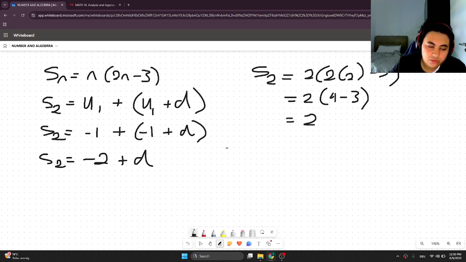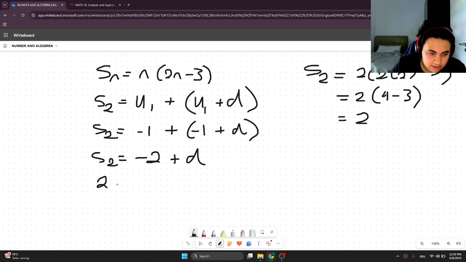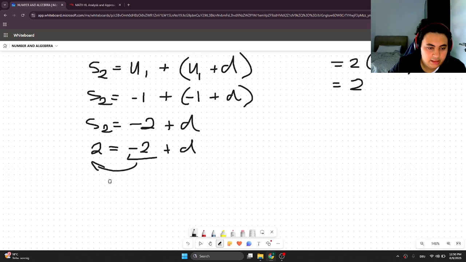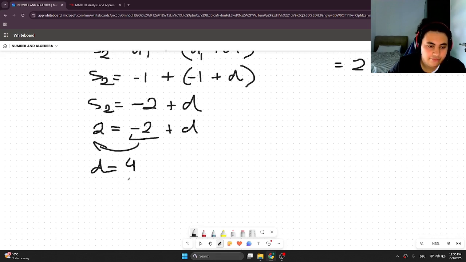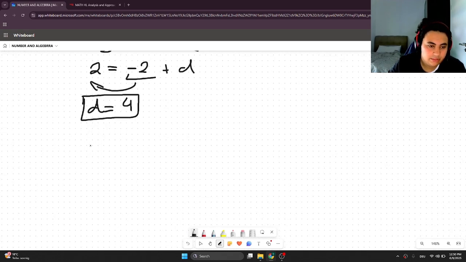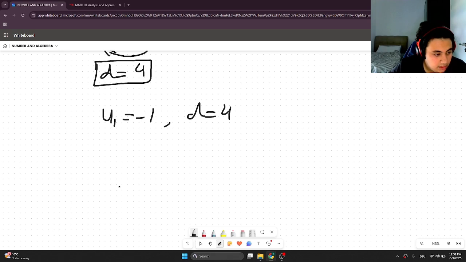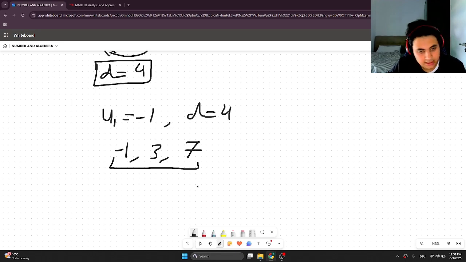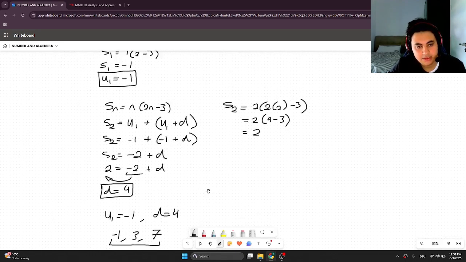So the sum of the first two terms is equal to 2, which means -2 plus d equals 2. We want to move this -2 to the other side, so d is therefore going to be 4. So now we found the common difference. We have u1 equals -1, and the common difference is equal to 4. Now we can find the other terms very easily. You start with -1, you add 4, that's going to be 3, you add 4, that's going to be 7. So -1, 3, and 7 are the three consecutive terms in this arithmetic sequence.